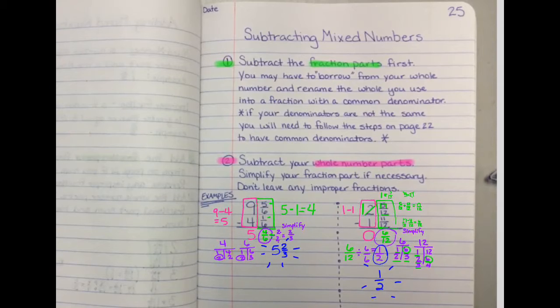So there's all your notes that you need down on page 25. We're going to do some more examples in class and talk about what's going to happen if we don't have common denominators. So be sure you have all of that copied, and we'll start on it tomorrow.